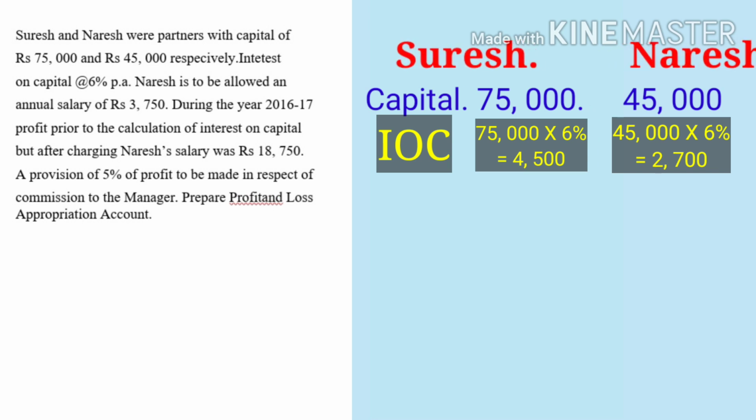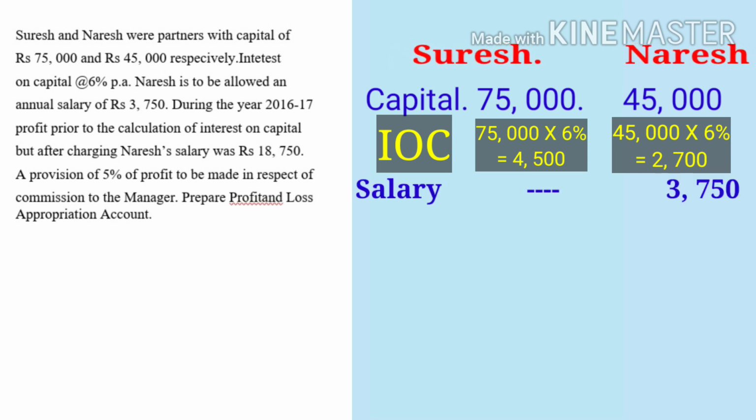Again, go through the question. Naresh is to be allowed an annual salary of rupees 3,750. Here in this question, salary is given annually. Annual salary is given, so we should not multiply by 12. Here we can write salary Naresh 3,750.